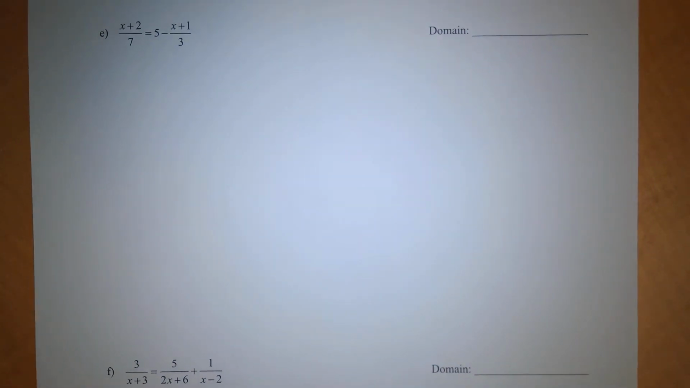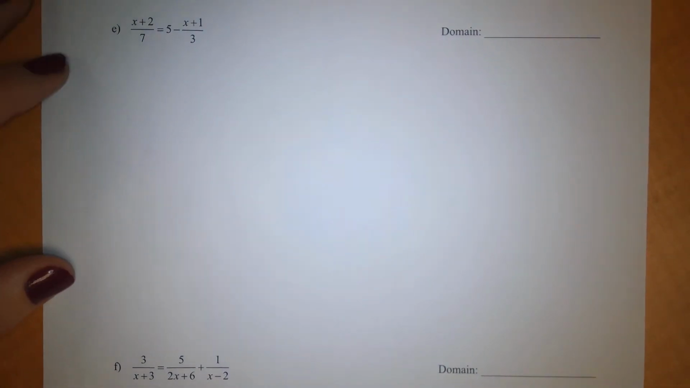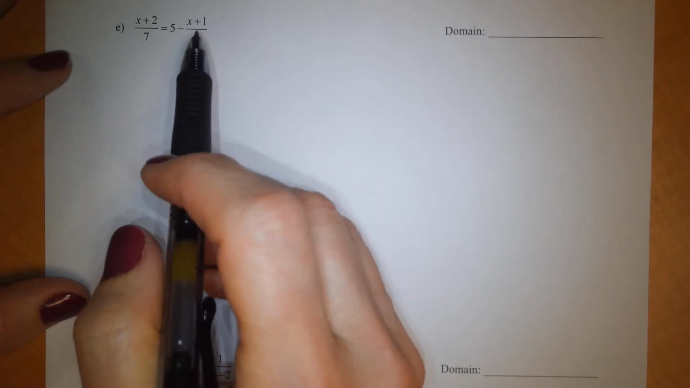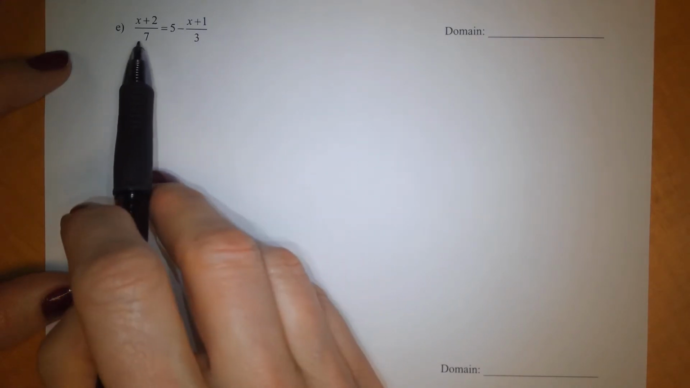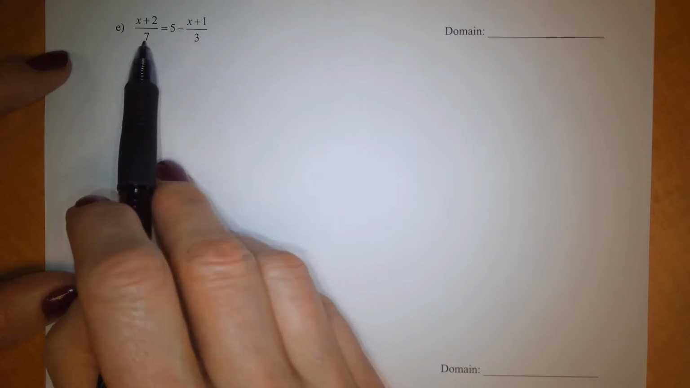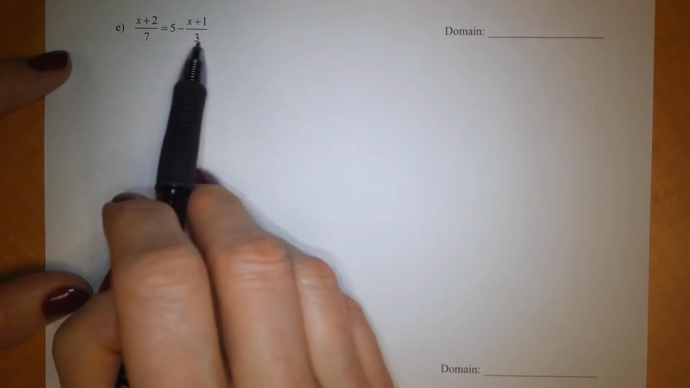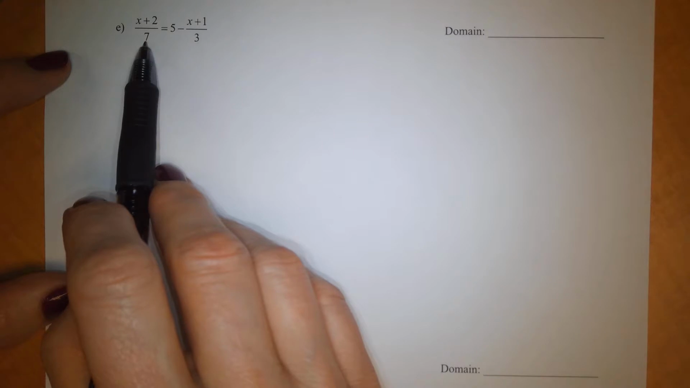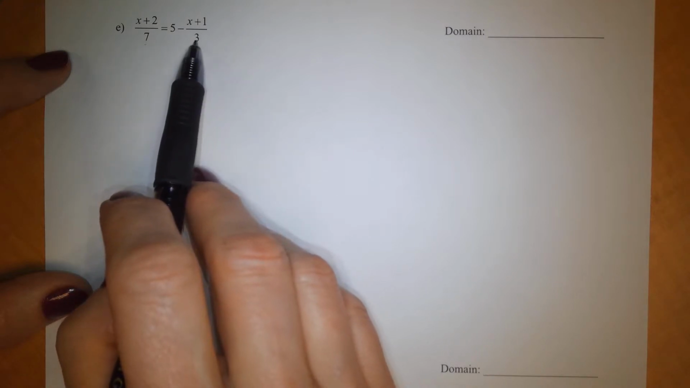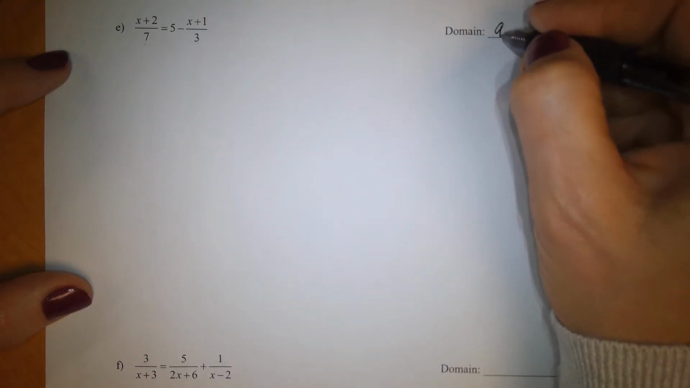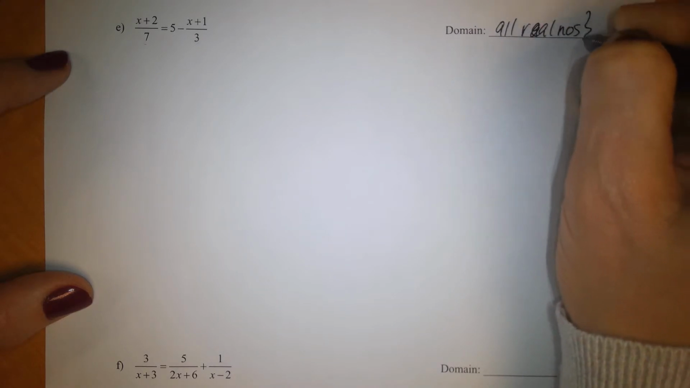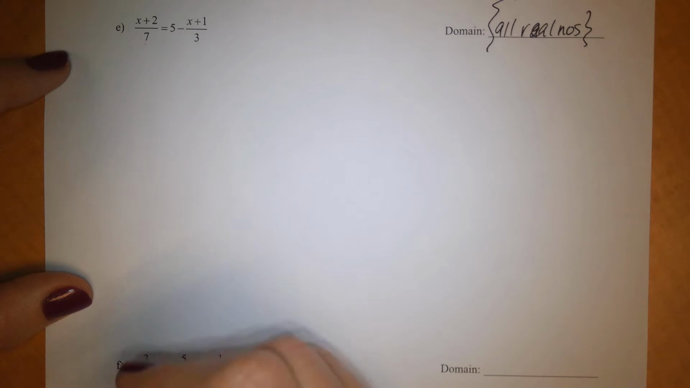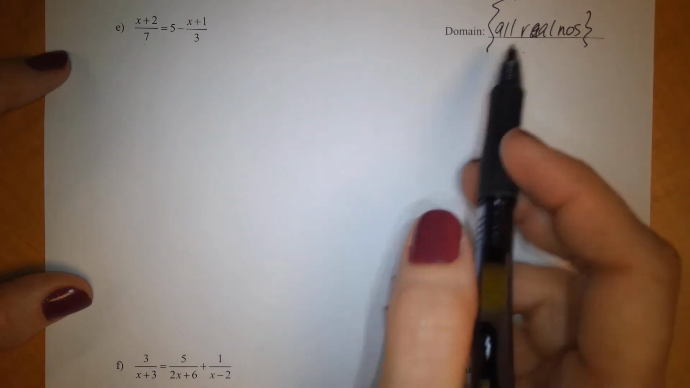All right, part E. In part E, you can see, first thing, for finding the domain, we look for denominators. In this case, we do have denominators, but there are no variables down there. Since we can never turn 7 and make it a 0, or make a 3 into a 0, that means x can be any real number. Okay, there are no restrictions.